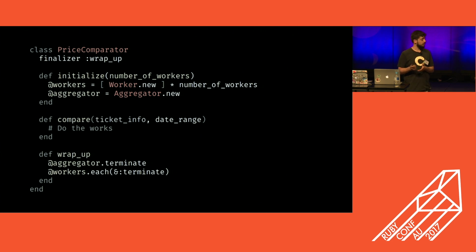And one of the tools Celluloid gives you is a finalizer. A finalizer is basically a callback, or a method that gets called when that object is about to get garbage collected. And in that finalizer, you can then kill all the actors that object has spawned. So in our example here, that comparator is killing the aggregator and the workers. It's killing by sending this terminate method that's defined by Celluloid. And that method takes care of killing the actors properly.